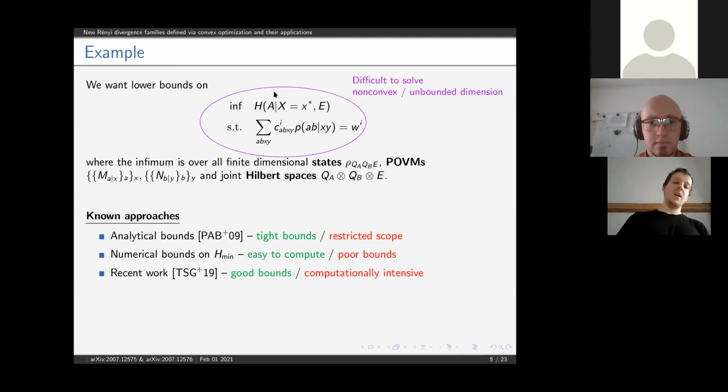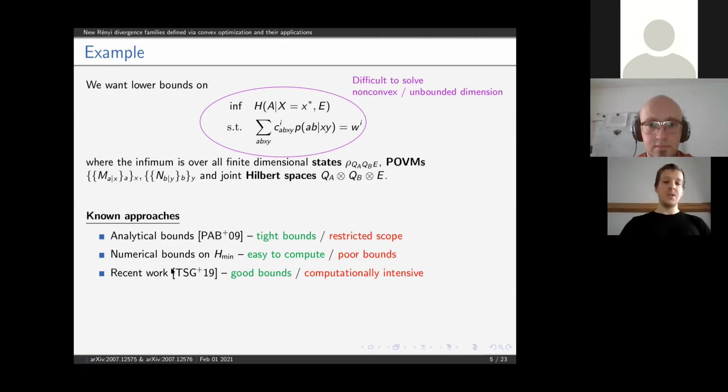So by replacing the conditional von Neumann entropy here with a conditional min entropy, the resulting optimization is actually quite easy to lower bound in a device independent way. However, unfortunately, the min entropy can be a lot smaller than the von Neumann entropy. And so such a method tends to lead to quite poor bounds.